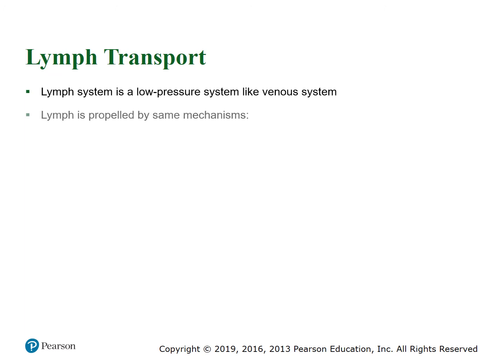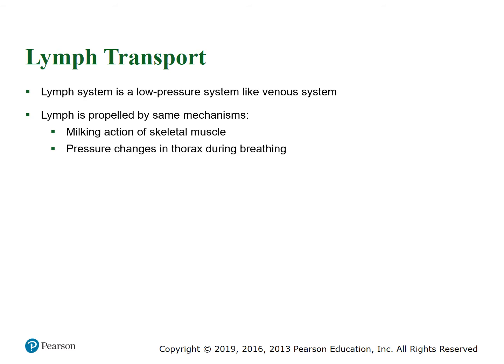So now we're going to take a look at how lymph is transported through the lymphatic system. It's a low pressure system like the venous system, and therefore it's going to contain a lot of the same mechanisms for propelling lymph. One is milking action of the skeletal muscle. Skeletal muscles that surround lymph will squeeze the lymphatic vessels the same way that they do veins. You're also going to get transport of lymph by pressure changes in the thorax during breathing, just as with veins in the abdominothoracic regions. You're also going to have valves to prevent backflow.